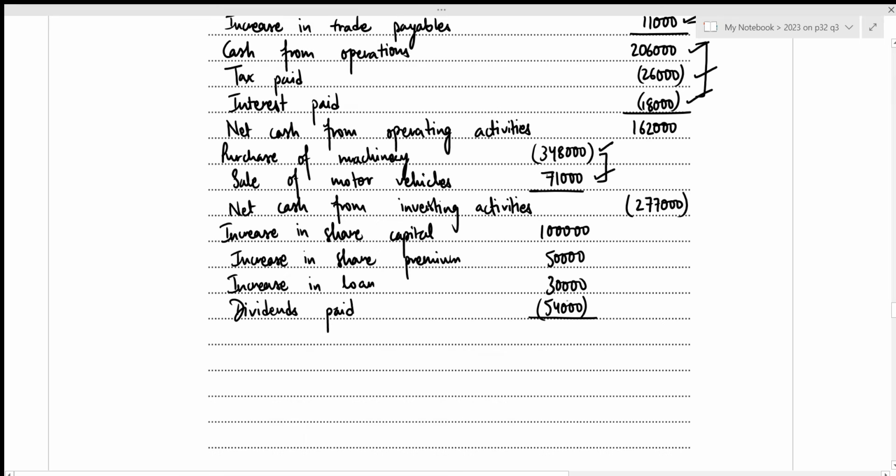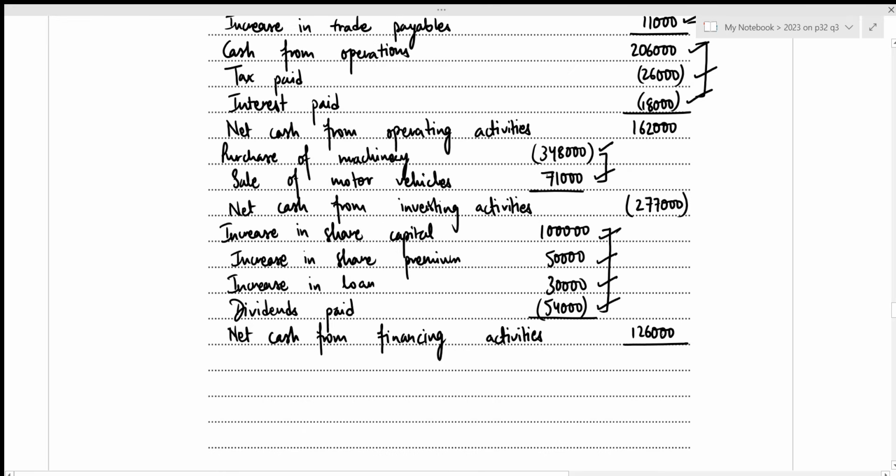Okay, let's calculate the net cash from financing activities. That's going to be 100,000 plus 50,000 plus 30,000 minus 54,000, which results in a total of 126,000.